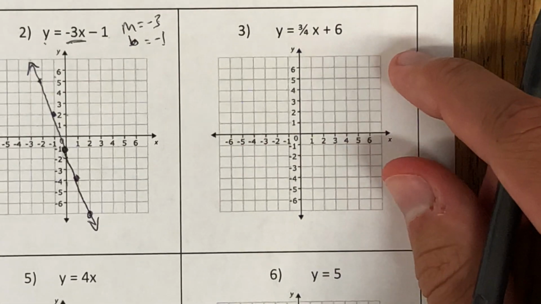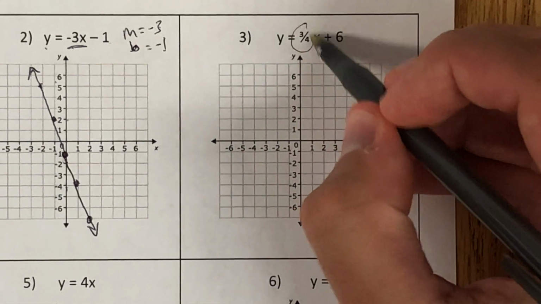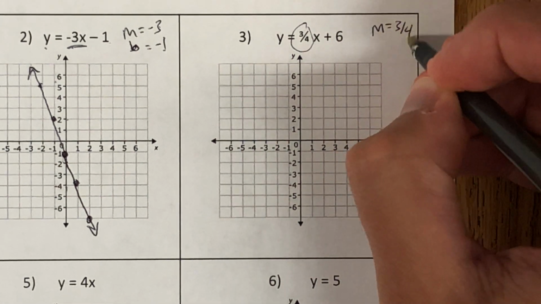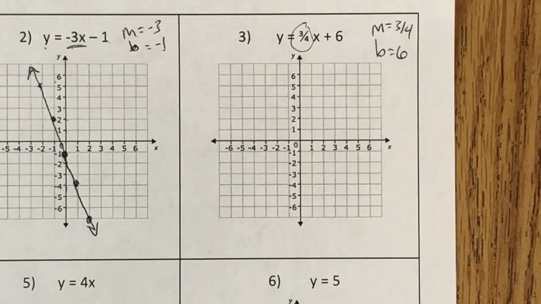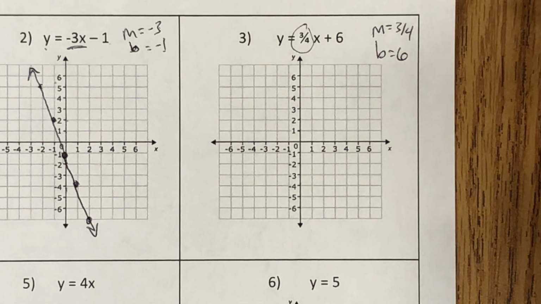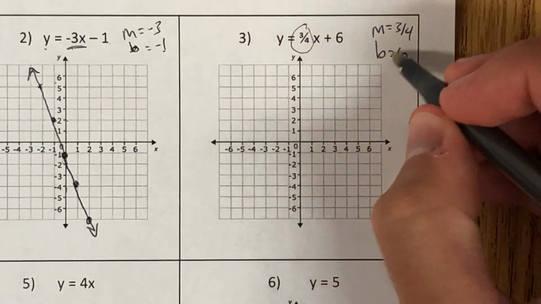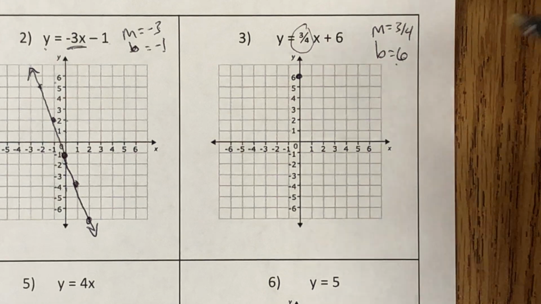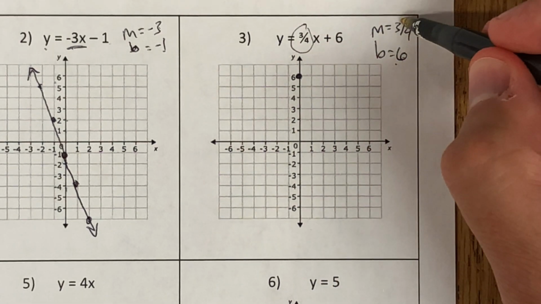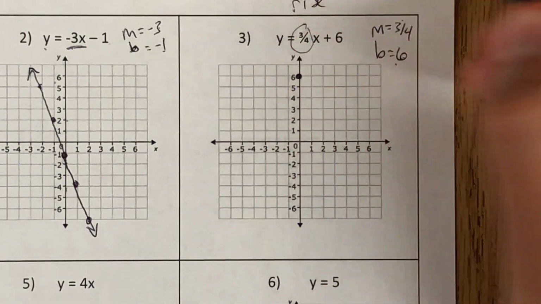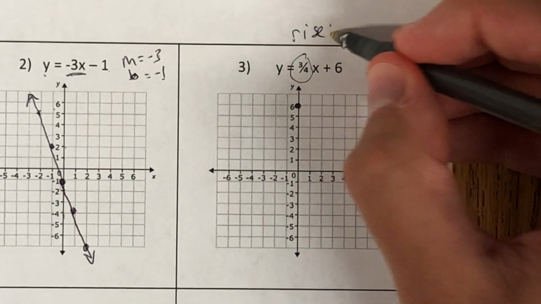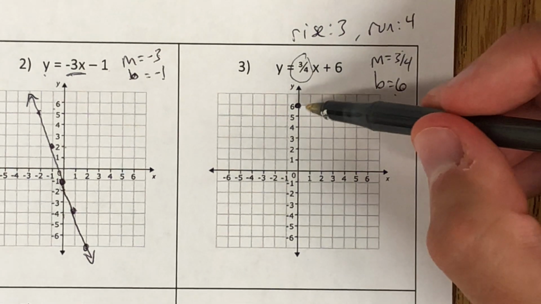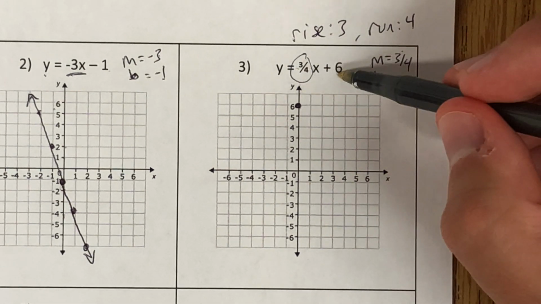Okay. Number 3, we've got our first slope that's a fraction. So this is 3 over 4. So slope is with x, so m is 3 over 4. Our b is 6. So again, always start with that y-intercept, our b value, which is +6. And we have a slope of 3 over 4. So that means we have a rise of 3 and a run of 4, because it's 3 over 4. So that means we should go up 3 and over 4 to the right.